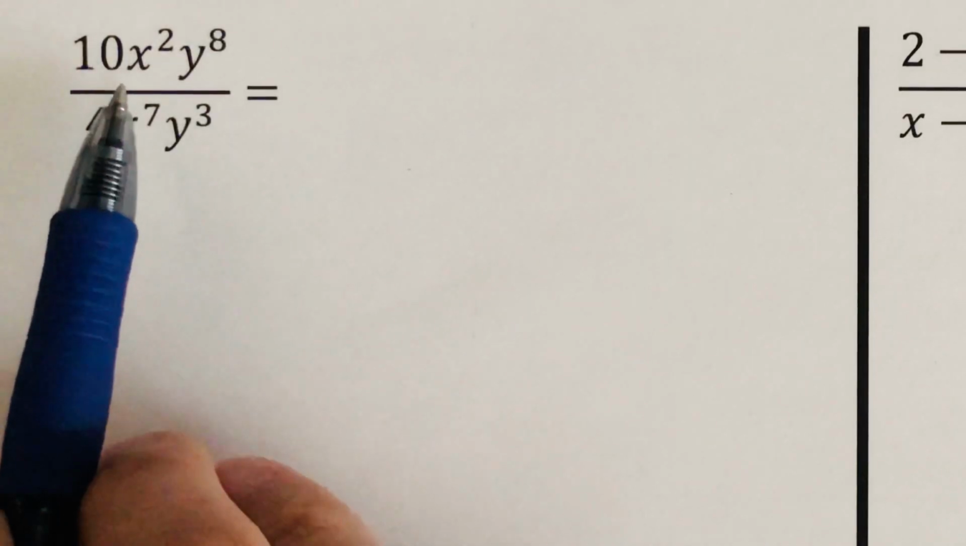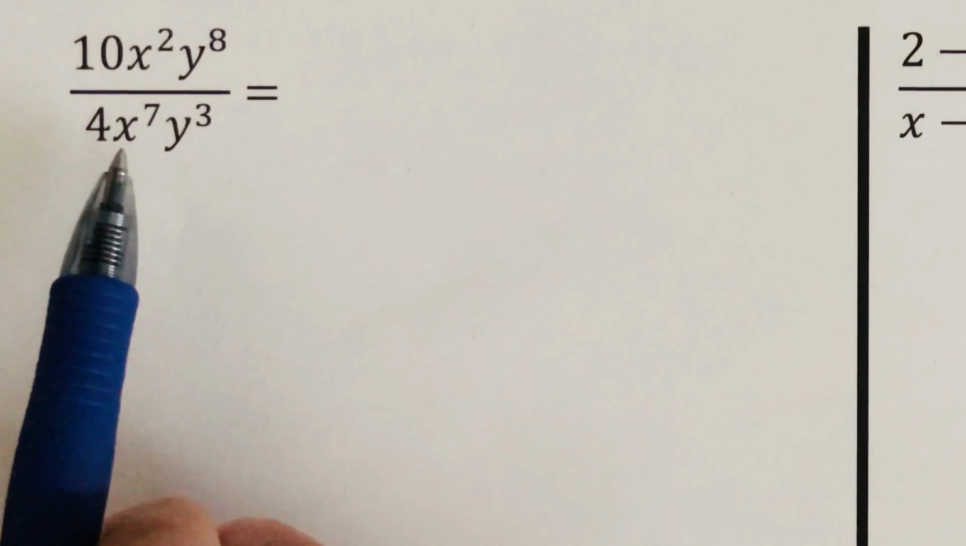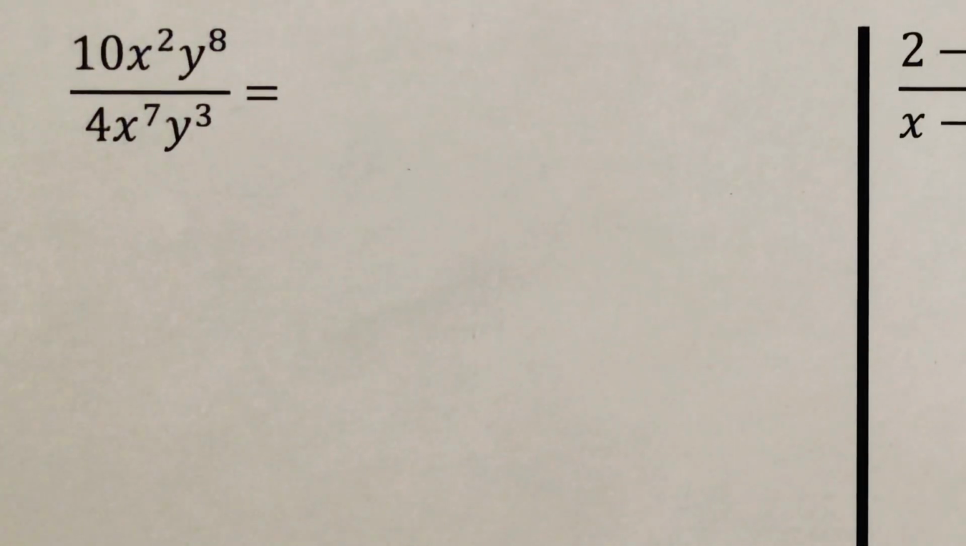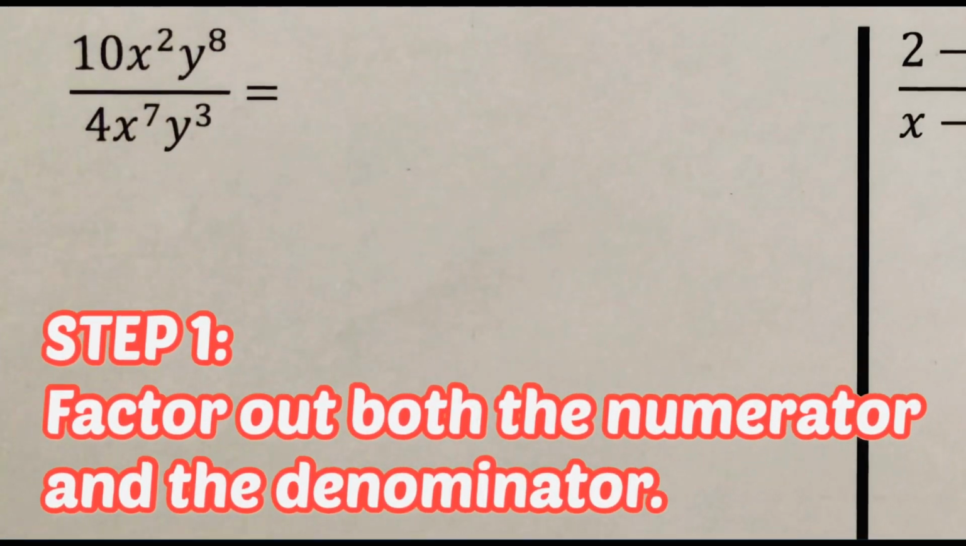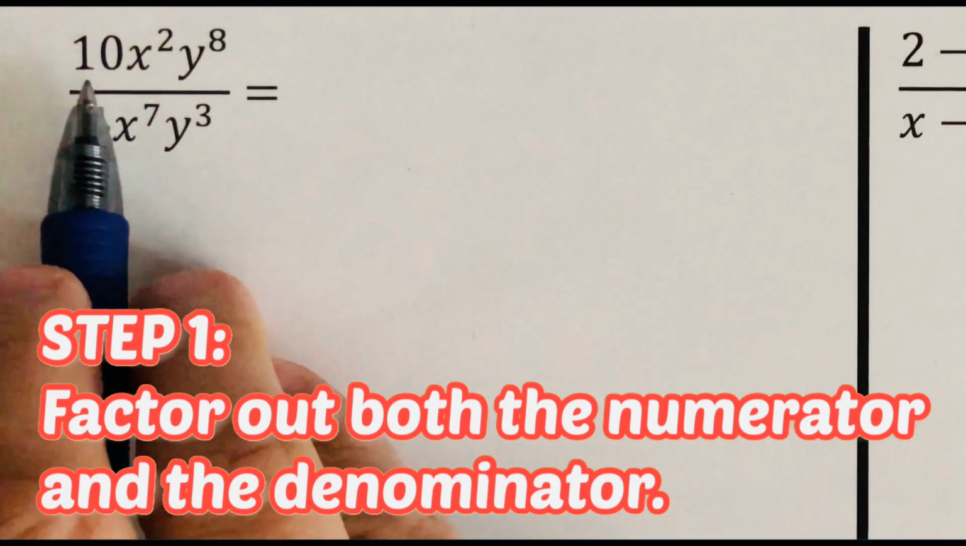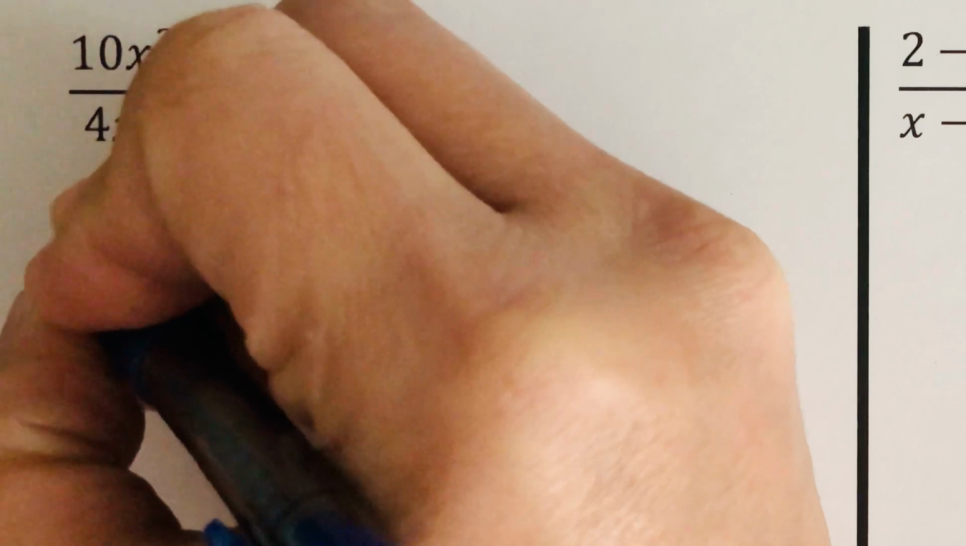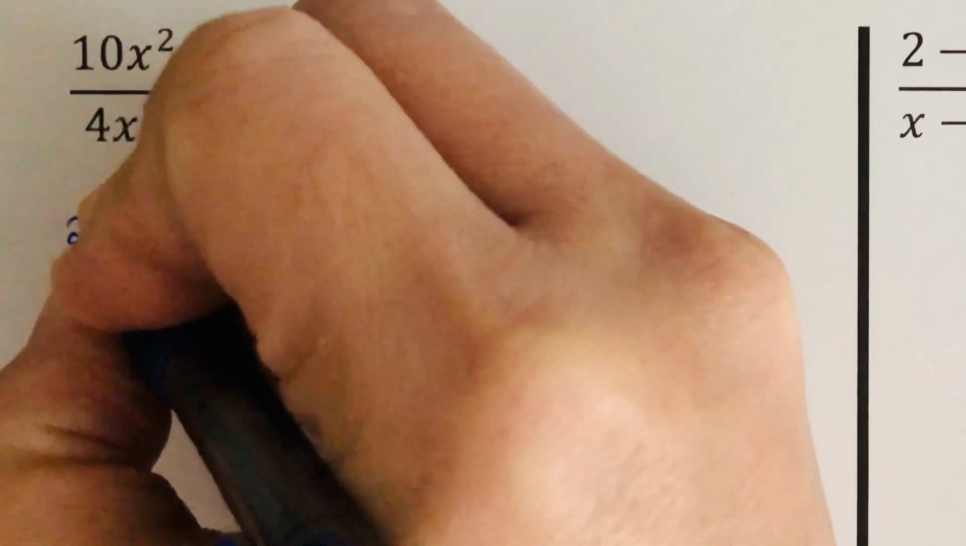So we have 10x squared y to the 8th over 4x to the 7th y to the 3rd. There are steps that we need to follow in order that we can simplify rational expressions. The first step is to factor out both the numerator and the denominator. So in this problem, I can go ahead and factor out the 10. The factors of 10 would be 2 and 5. So I can go ahead and write 2 times 5.